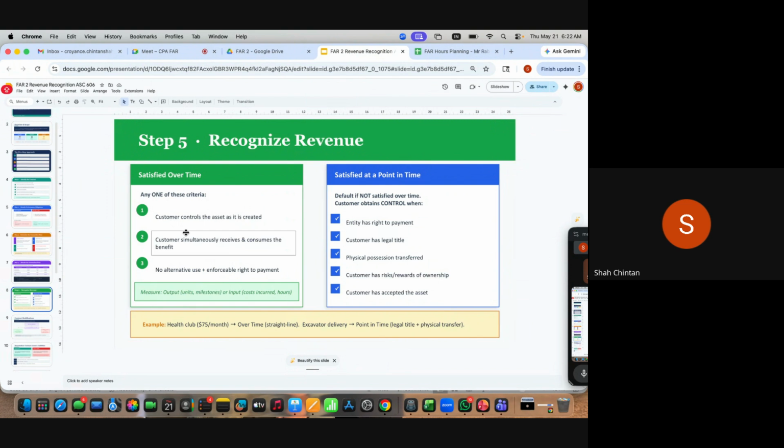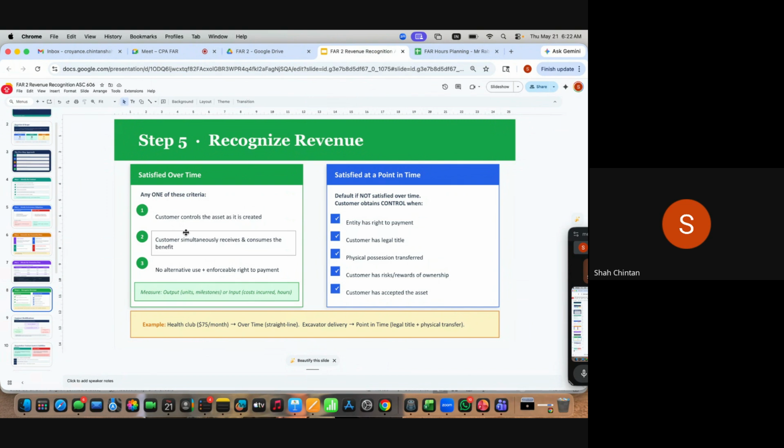Suppose you are in the IT industry and you are building a customized software for the customer, and this software is going to take 5 years to develop. So whenever you are in progress of developing the software, an IP is created. If this IP is handled by the customer, controlled by the customer, then revenue will be recognized over a period of 5 years and not one time. So that is the first condition.